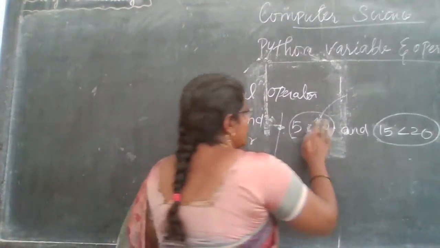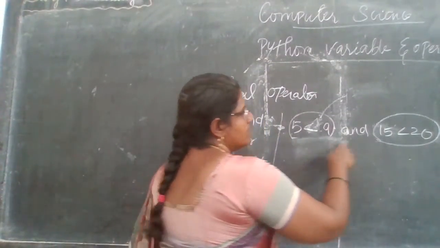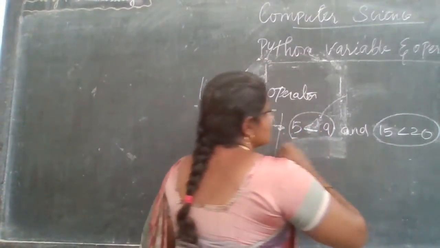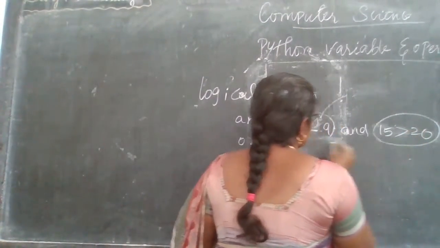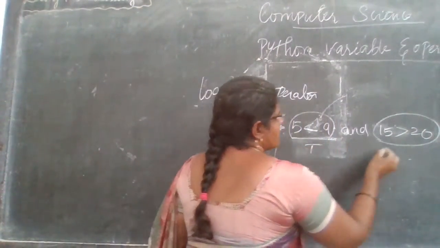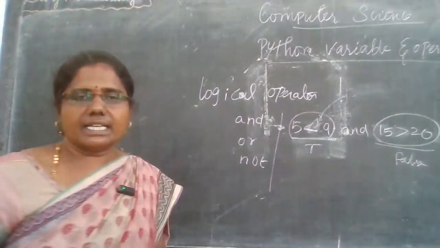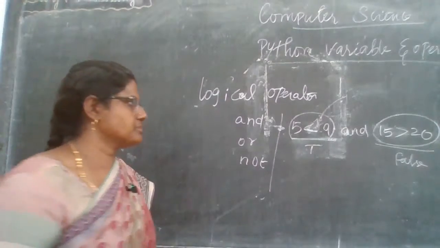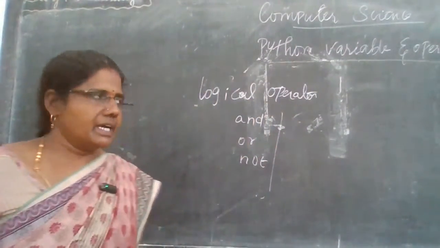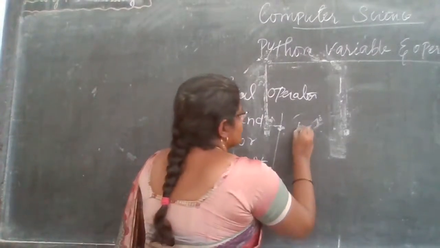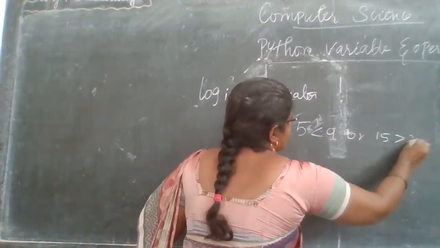Suppose I use 5 less than 9, the condition is true, and then it checks the other condition, which is also true. So it returns true. Suppose I use 5 greater than 20, this condition is true but that condition is false. So if any one of the conditions is false, it returns false. That is the purpose of the AND operator. Next one, the OR operator. The same, 5 less than 9 or 15 greater than 20.